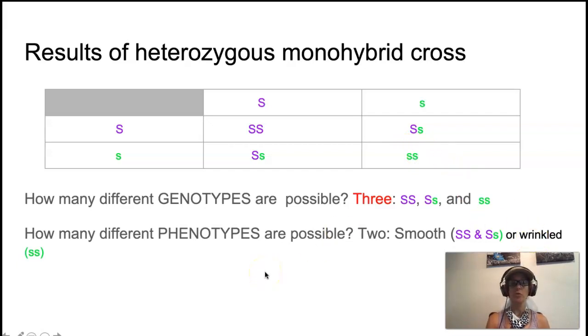So we could talk about ratios. The genotypic ratio is 1 homozygous dominant to 2 heterozygous to 1 homozygous recessive. The phenotypic ratio is 3 smooth, because 1, 2, 3 genotypes give us smooth, and only 1 gives us wrinkled.